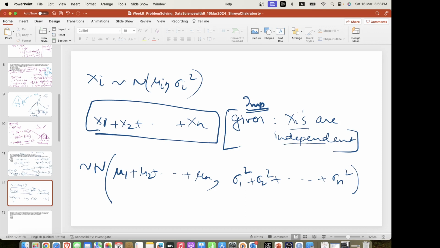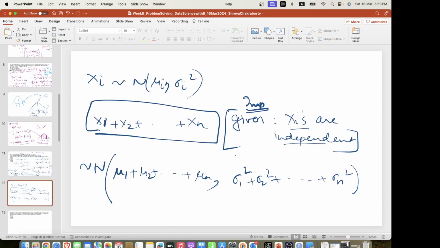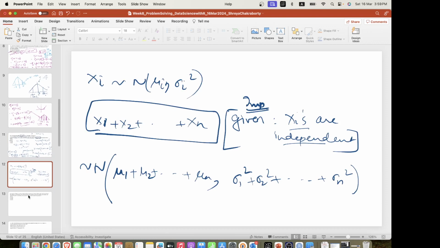If they are not independent, then there would be additional terms apart from these square terms in the variance. I have been telling this repeatedly for a few classes now, so please keep this in mind. You have to assume that the xi's are independent for this, that the variance of the sum equals the sum of variances, to hold. Is it okay? Any doubt?